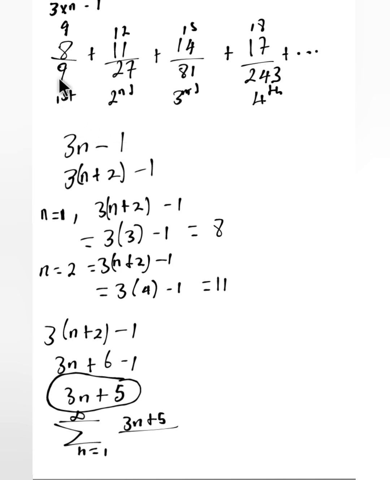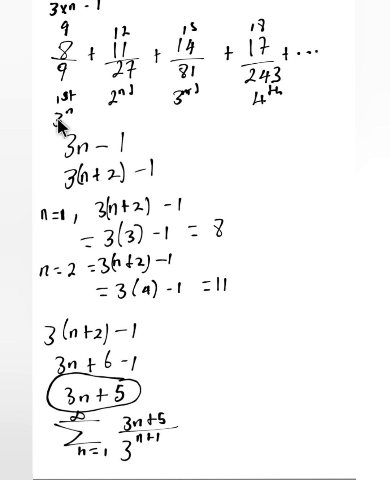This is 3 raised to power something. 3 raised to power 2 is 9, 3 raised to power 3, 3 raised to power 4. So we already know that it's 3 raised to power something. If we use 3 raised to power 1 for the first term, it's 3, but we need it to be 9. So 3 raised to power n plus 1, I think that would work. So let's find out 3 raised to power n plus 1.